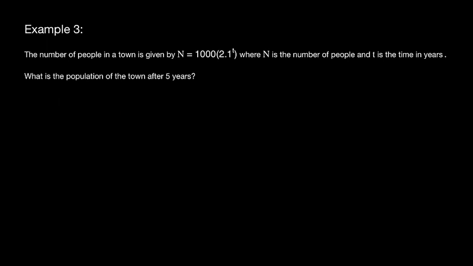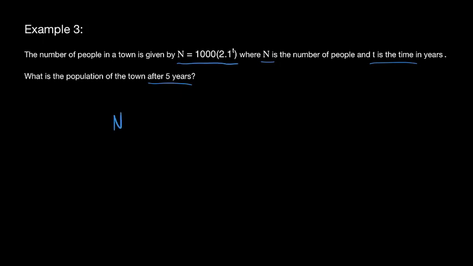In our example 3 here, the number of people in a town is given by n equals 1000, brackets 2.1 to the power of t, close brackets, where n is the number of people and t is the time in years. What is the population of the town after 5 years? Okay, so I'm going to underline a few things in there. There's my equation. Okay, I need to find after 5 years. N is the number of people and t is the time.